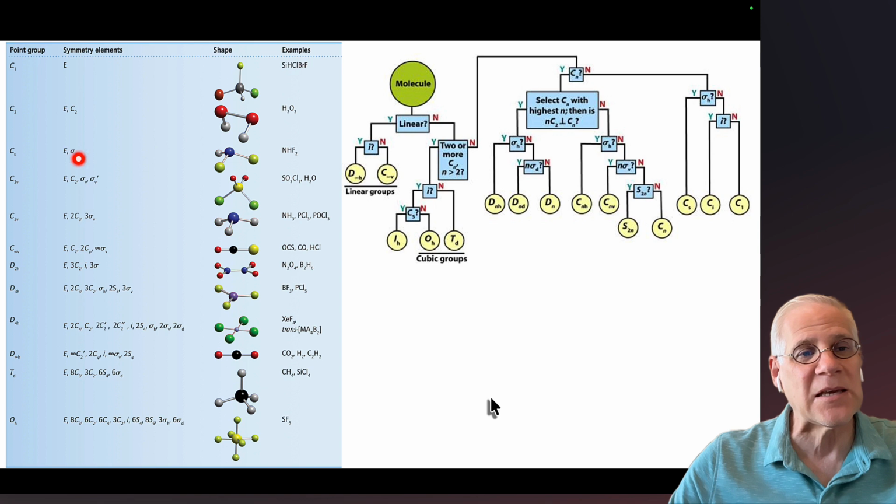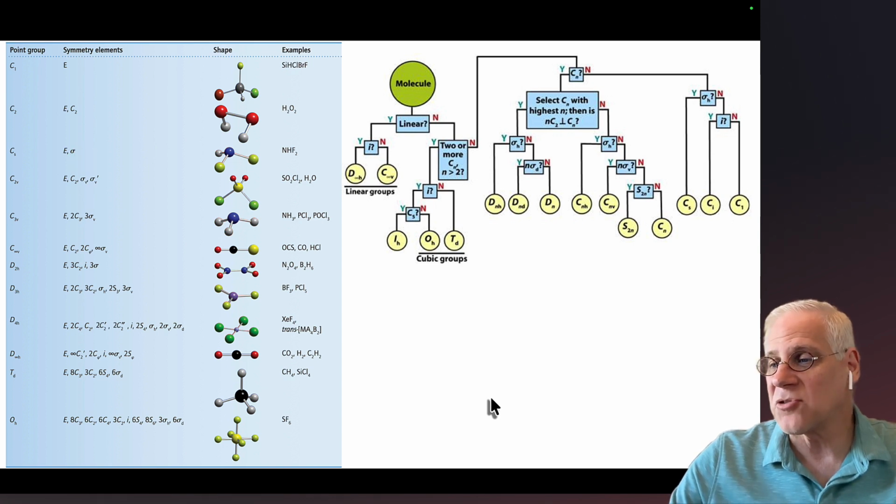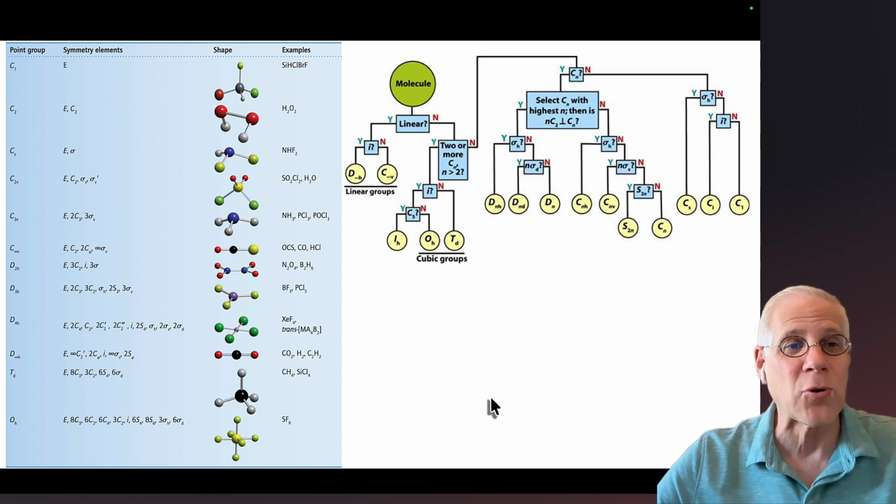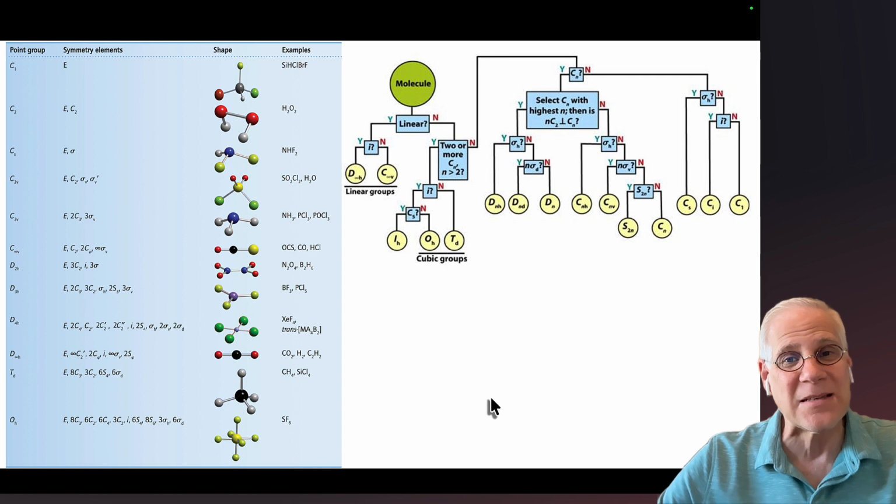A Cs has an E and a sigma element, so it has a mirror plane there. But you can see as you go down, every single one of these has an E, and that was something we mentioned, is that every single molecule has an E because that's an identity.